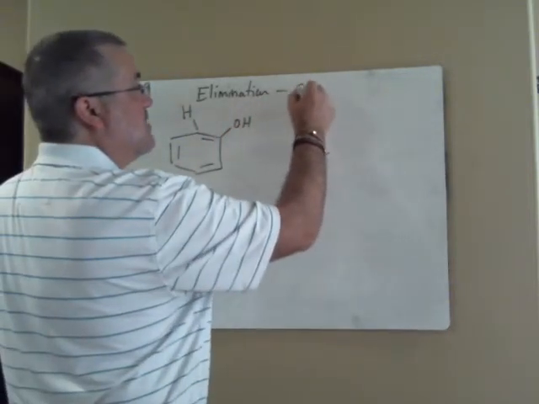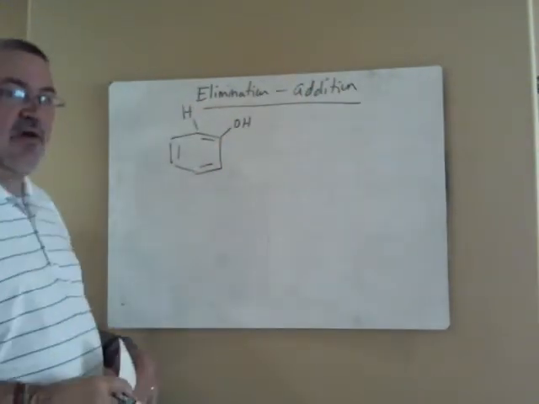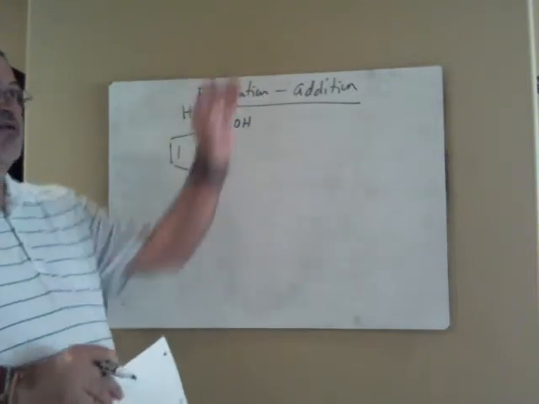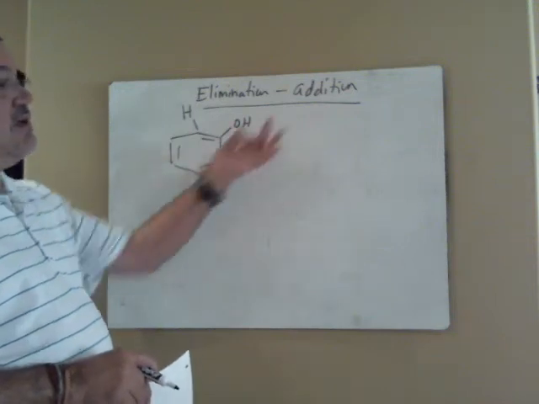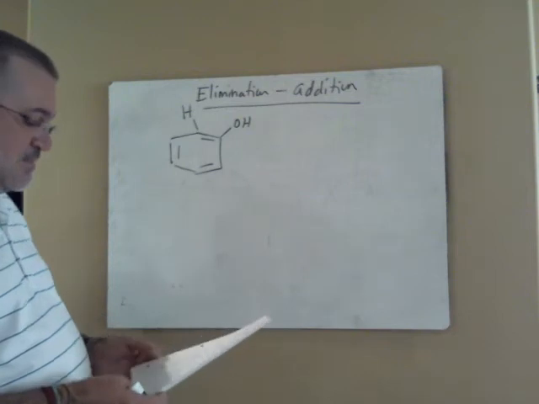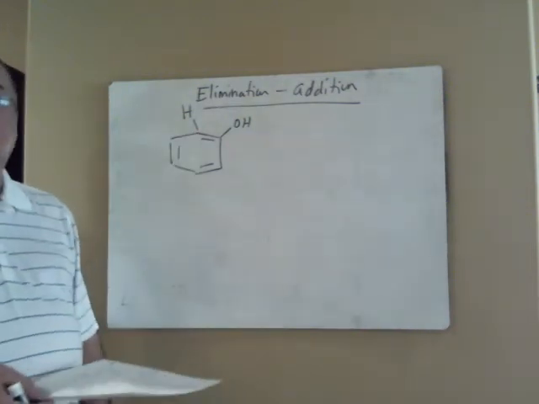But this is an addition that occurs. So the first one was addition, then elimination that yielded the substitution product. This is elimination, then addition that gives the substitution product. Okay? Now, how can you determine whether that is in fact the mechanism that occurred?